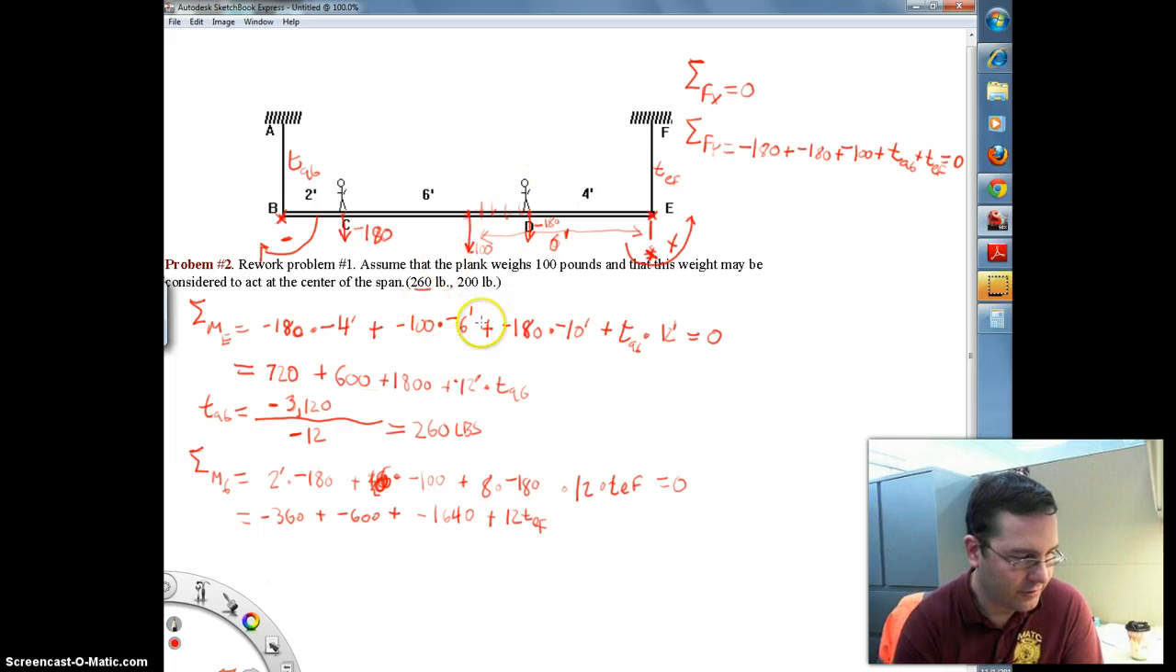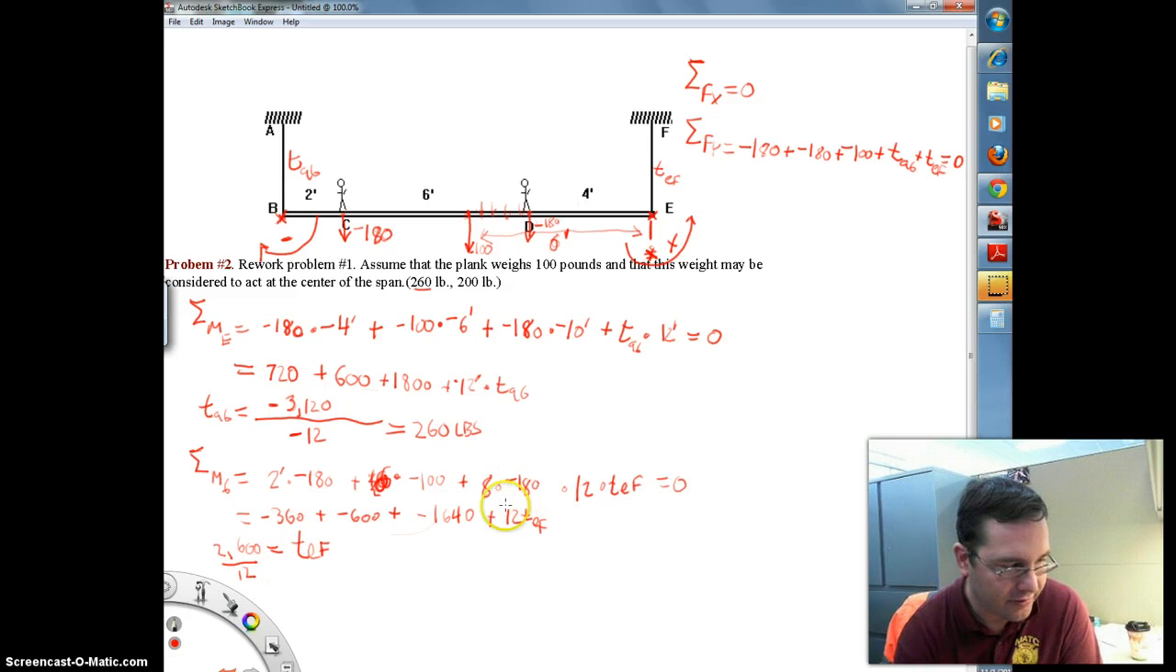So let's move them all to the other side of the equation. We have 360 and 600. That's 960. 960 plus 1640. Well, 960 plus 40 is 1,000, plus 1,600 more is 2,600. So 2,600 foot-pounds, and we'll divide both sides by 12, equals the tension in wire rope EF. Now, I can tell right now that there's an error in here because this ratio should be 200 pounds. So let's go check the math.